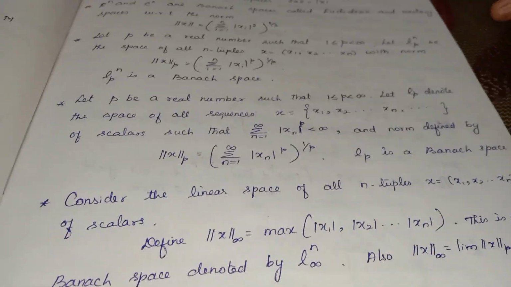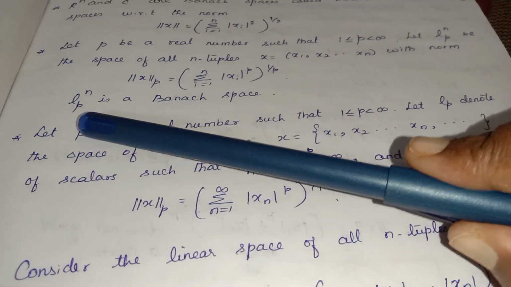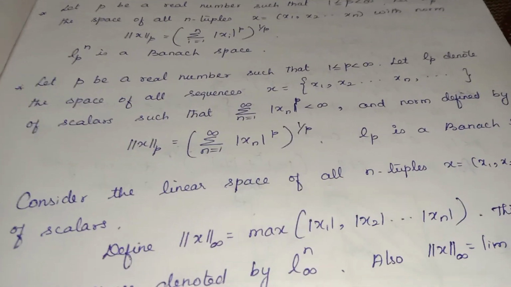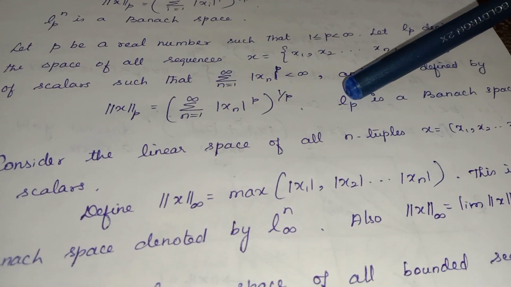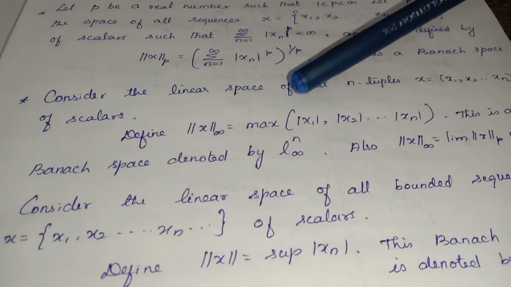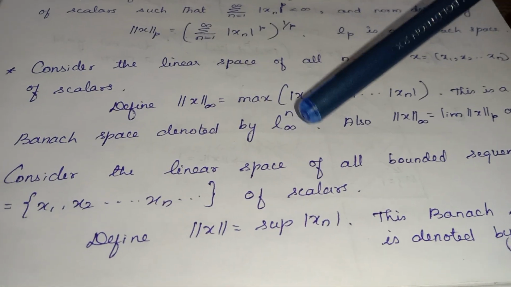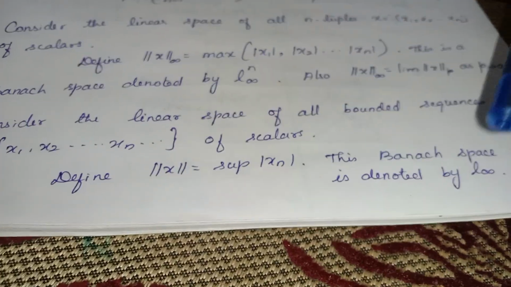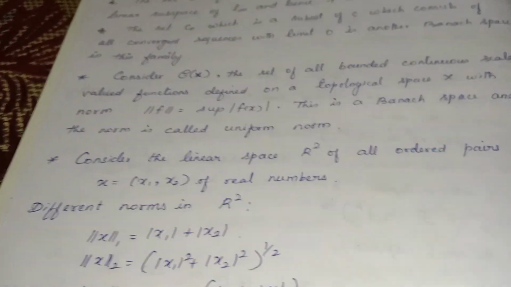So how many Banach spaces have we defined here? LPN. Okay, both P and N are finite numbers. Next one is what? LP. LP means P is finite. So here it's a sequence. Next one is L infinity N. Only N is finite. Here infinite norm. And the next one is L infinity. Both are endless. Right. So we have defined different norms in the same space.